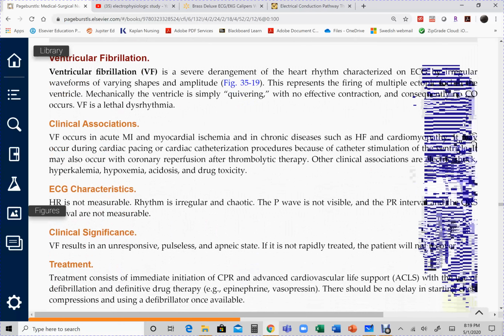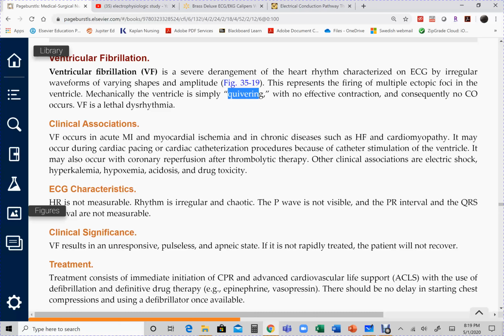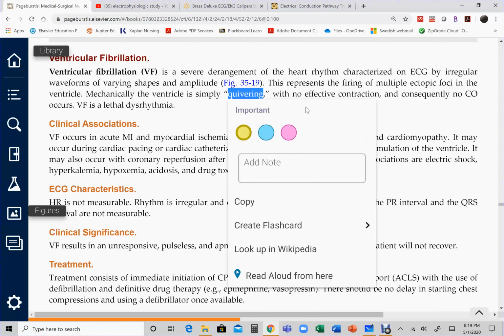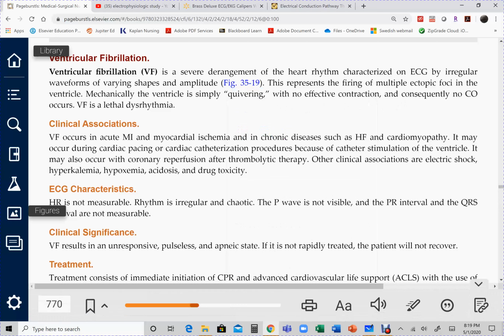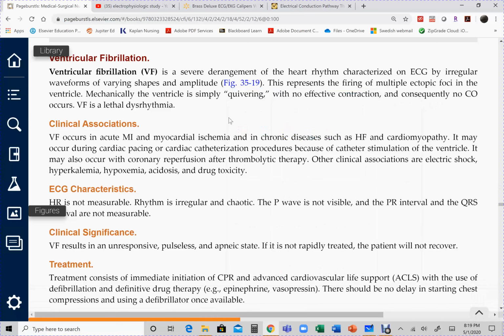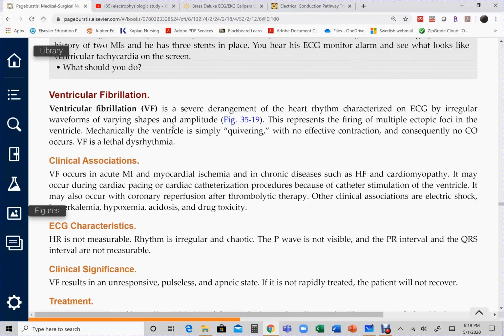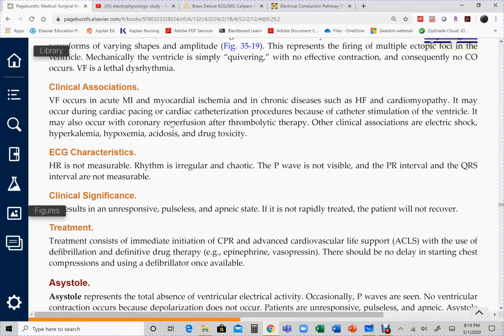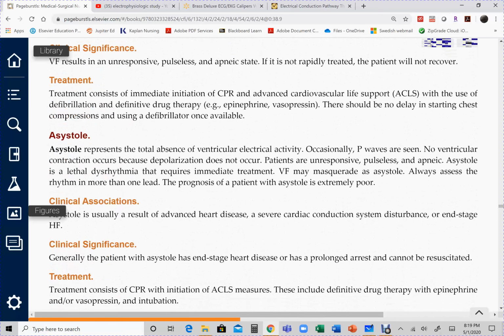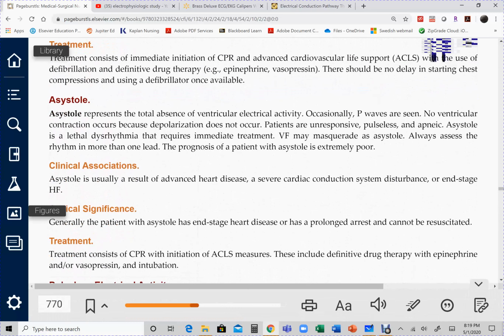VFib. So the heart is quivering, but some say it's not beating, but it is just not very effective. Okay, so no effective contraction, but it is beating. No, it's quivering. However, very ineffective, so therefore no cardiac output. So we do chest compressions and defibrillation. So CPR and defibrillation, and then full ACLS. So you give your atropine, epinephrine, vasopressors.